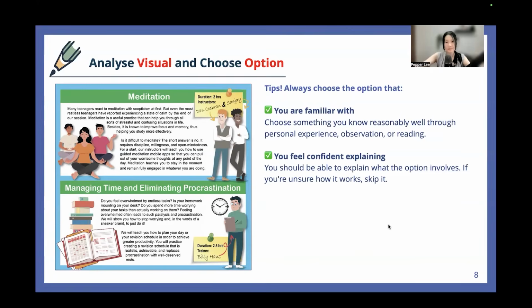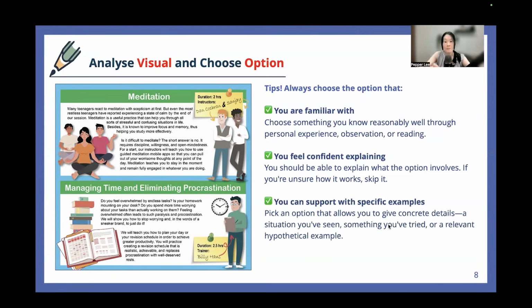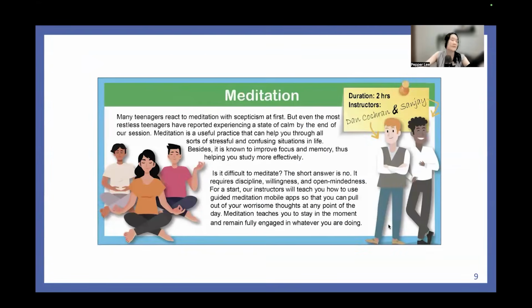Choose something else. Next, you should also choose one that you can support with specific examples. Yeah? Pick an option that allows you to give concrete details. So examples, these can be hypothetical examples or real-life examples. They are both fine. Now, for the purposes of this video, I will be recommending the meditation workshop as a means to help my peers deal with the stress and burnout, okay?